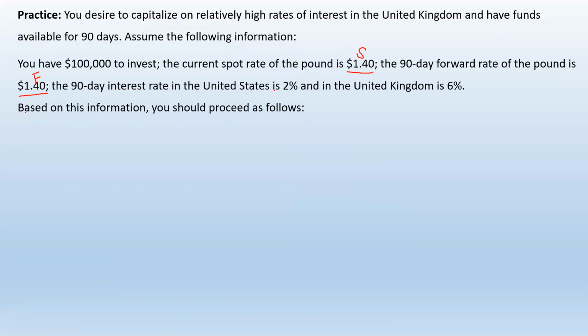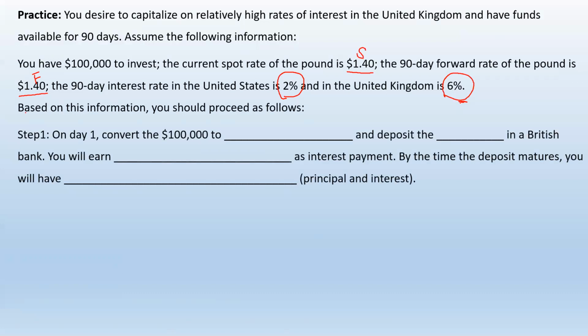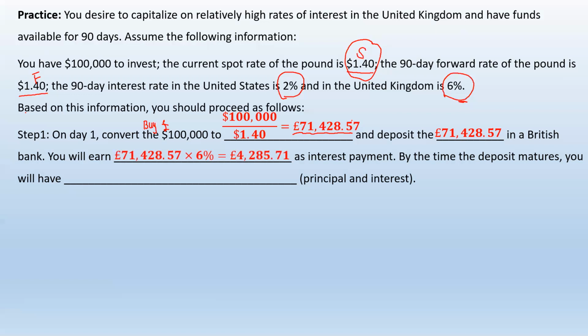The 90-day interest rate in the US is 2%, and the 90-day interest rate for the UK is 6%, which means as a US investor, you want to capitalize on this 6% interest rate in the UK. So on day one, we will sell our US dollars and buy British pounds. Because the spot rate is 1.4, we can convert this 100,000 US dollars into 71,000 British pounds. Then we deposit all the British pounds in the bank and earn the 6% interest rate.